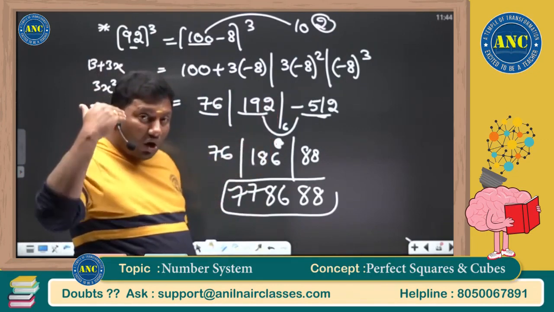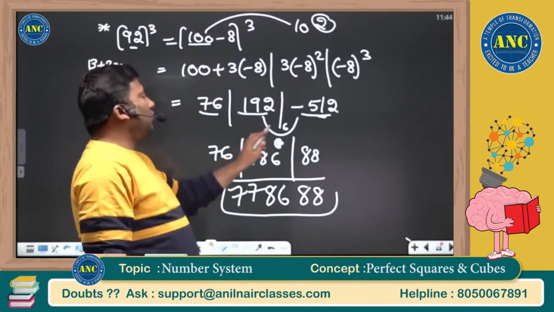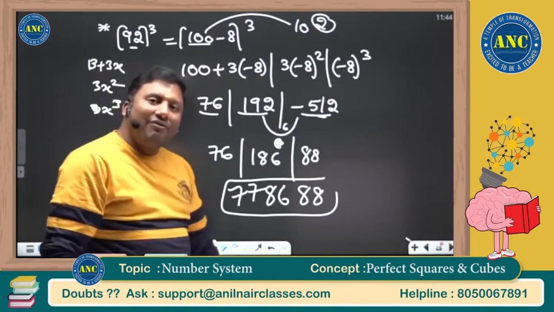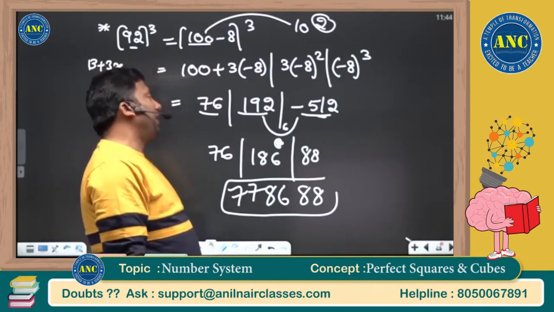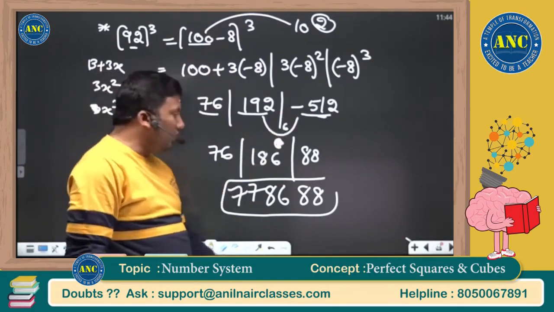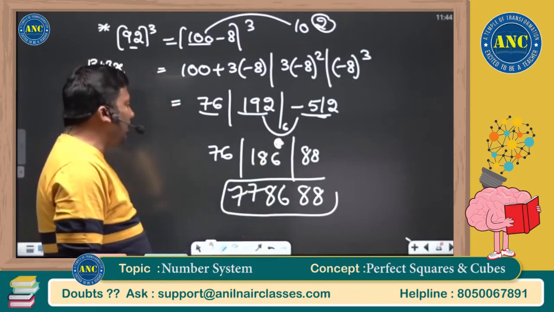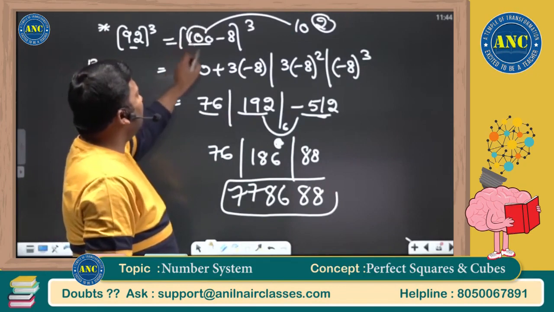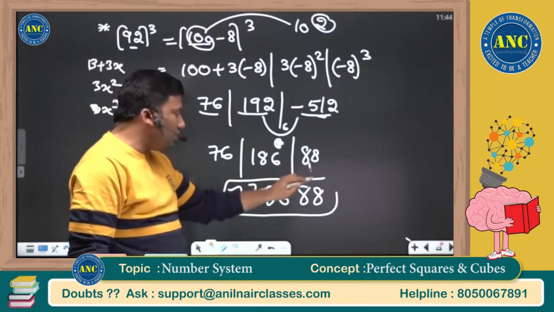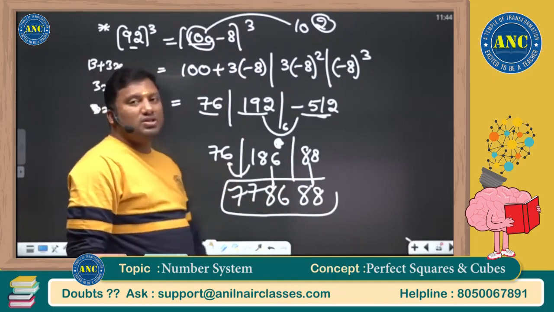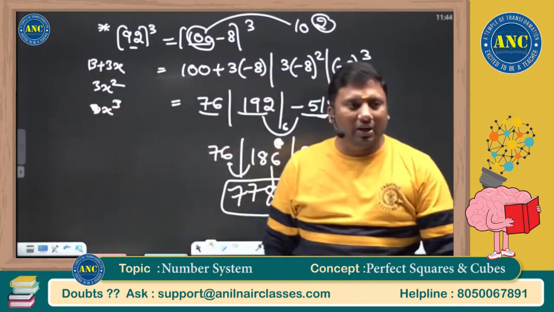The carry is not always 1. So I took a carry because if I take 5, 5 into base 100, 500 minus 512, it will be negative. 600 minus 512, it is 88. 192, 6 carried, it is 186, 76. Because it is 100, 10 square, last two digits only we have to write. 76 plus 1, 77.